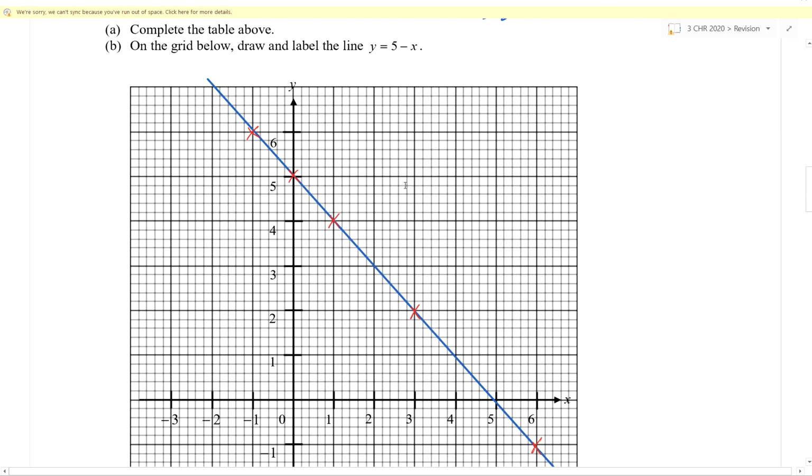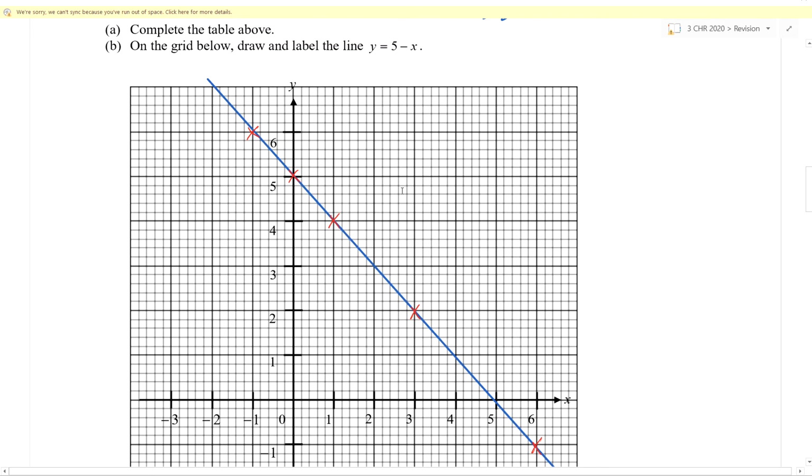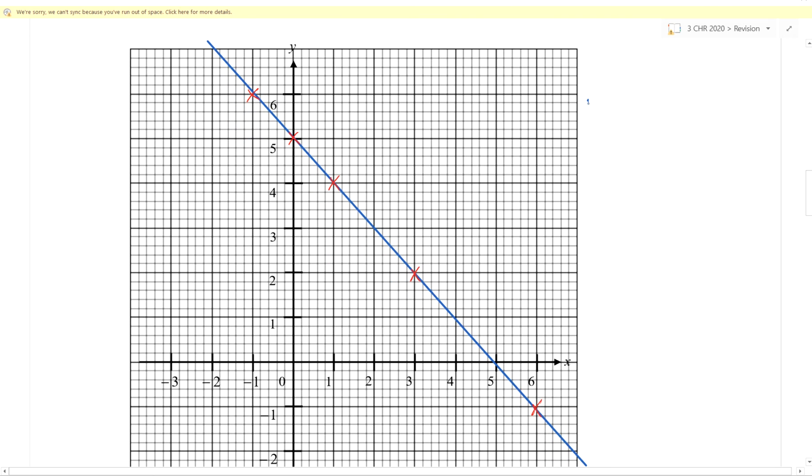We've completed that already. Now plot 1, 2, 3, 4, 5 points. 5 red crosses. 5 correct plots, you get 1 mark. Straight line through all plots, you get another 1 mark.